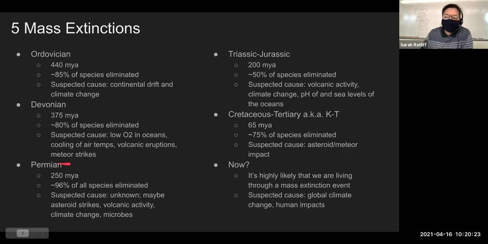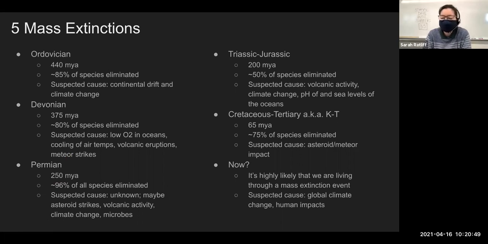Next up is the biggest of all, the Permian extinction. This is one of the most important mass extinctions. 96% of all species go extinct. 96%. That's an enormous number. We're not quite sure what major event could have such a dramatic impact, but it is suspected.